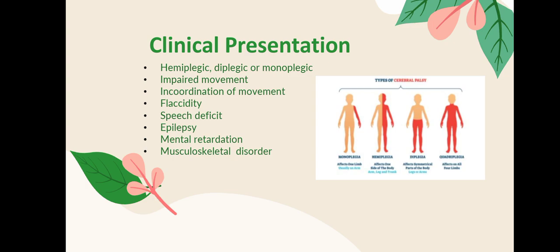And the second one is impaired movement. Impaired movement means the person is not able to do proper movements, for example holding a spoon or picking up objects, because spasticity develops in those muscles. The next one is incoordination of movement. It is most common in the ataxic type of CP. And the next factor is flaccidity. During the first month of infant life, there is flaccidity in the muscles, because spasticity develops gradually when the muscles are not working. So the first clinical presentation is flaccidity, and then spasticity develops.